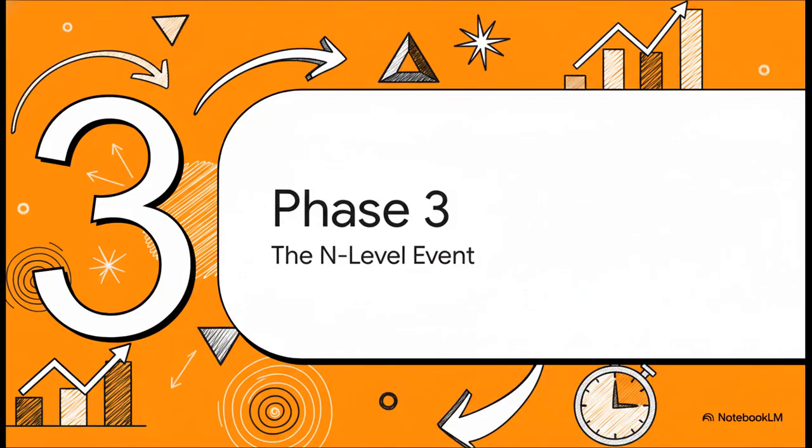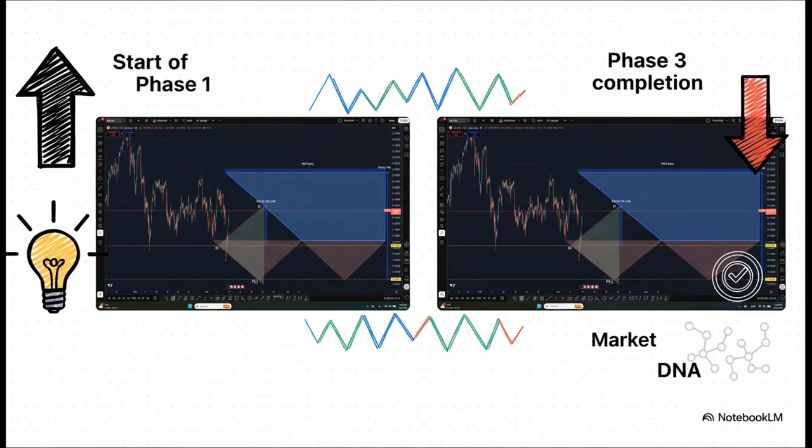All right, now this is where it gets really interesting. The cycle has moved on from that initial plan. It has now hit a key event, which the model identifies as phase 3. This slide gives us a fantastic before and after view. On the left, you've got the chart right at the start of phase 1, and on the right, you can see how the price has actually moved since then. This is the journey that led us to the completion of phase 3.